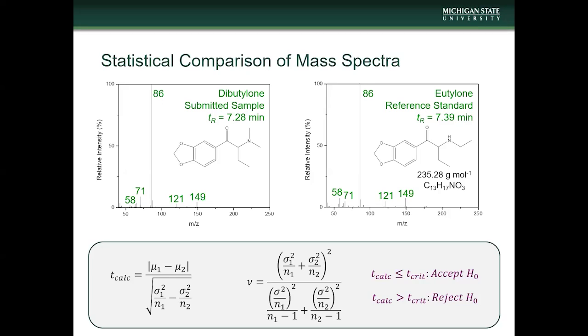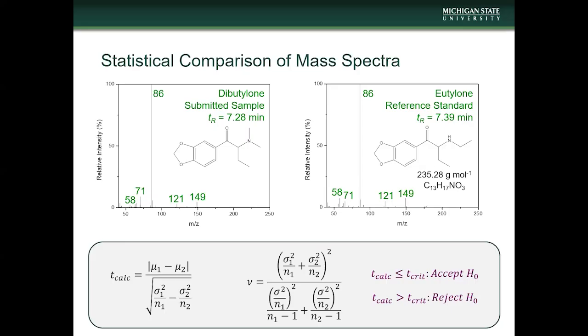If the calculated value is less than or equal to the critical value, then we accept the null hypothesis, and that indicates again that there's no statistically significant difference in intensity of that ion between the two spectra. In contrast, if the calculated value is greater than the critical value, then we don't accept that null hypothesis, and that would indicate that there's a statistically significant difference in intensity of the ion.